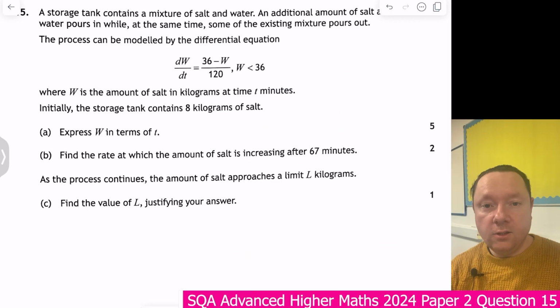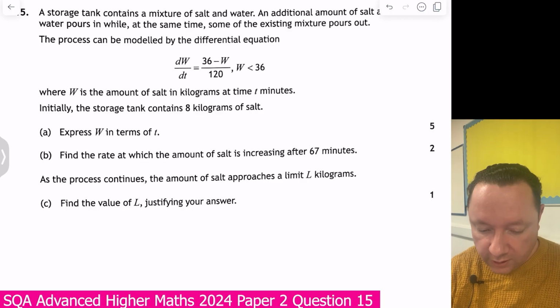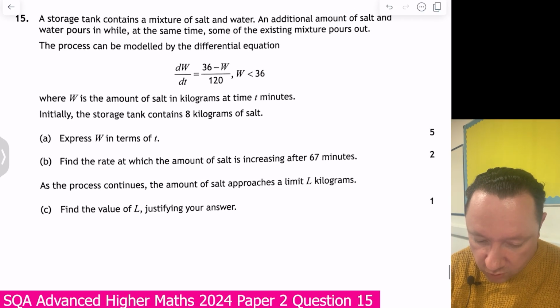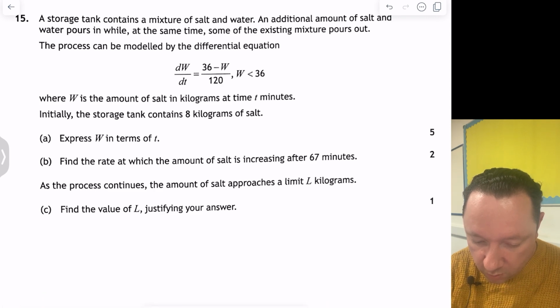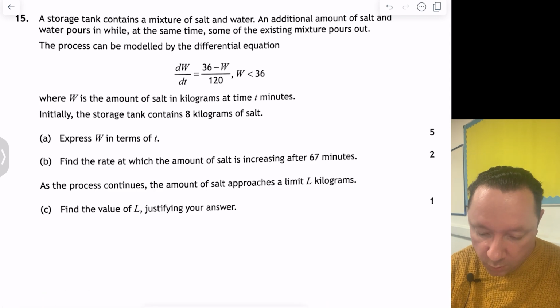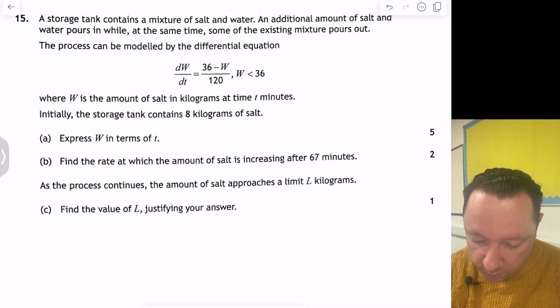And we're done there. SQA Advanced Higher Maths 2024, Paper 2, Question 15. A storage tank contains a mixture of salt and water. An additional amount of salt and water pours in while at the same time some of the existing mixture pours out. The process can be modelled by this first order separable differential equation where W can't be less than 36.